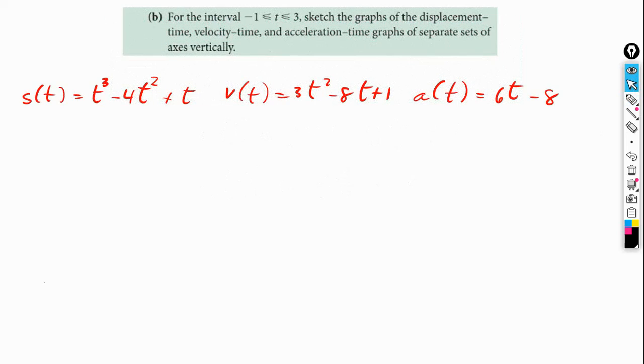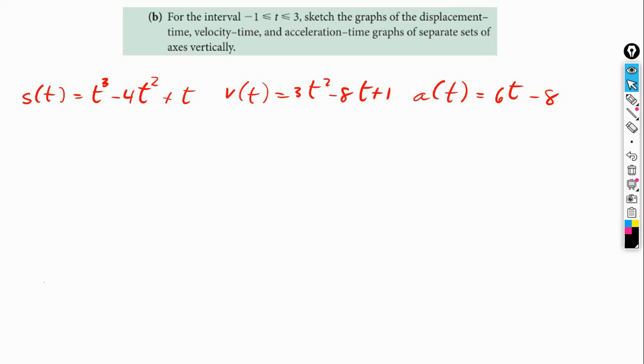Okay, now we're on part B, and it says for the interval from -1 to 3, sketch the displacement-time, velocity-time, and acceleration-time graphs on separate sets of axes vertically. Basically this just means plug these into your graphing calculator. And of course, when you do it in your graphing calculator, remember to do it in terms of x. Or you can do it manually as well, but it takes more time.